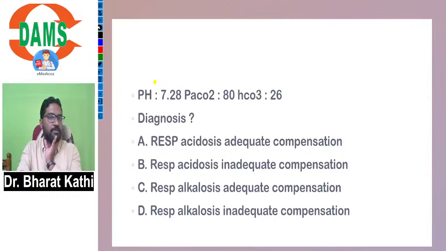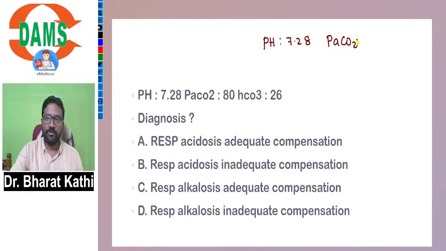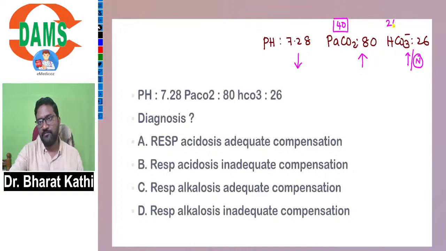ABG: pH 7.28, PaCO2 80, bicarb 26. Now let me decode this question. Whenever they give any ABG parameters, even if you don't know anything about ABG, like I tell you in the class, always draw arrow marks. So what are the arrow marks you draw here? pH reduced, PaCO2 increased, bicarbonate slightly increased or still normal. If you consider normal PaCO2 as 40, bicarb 24 or 26, so it is relatively normal.